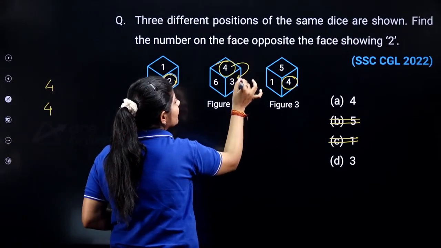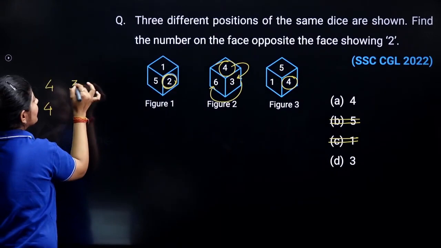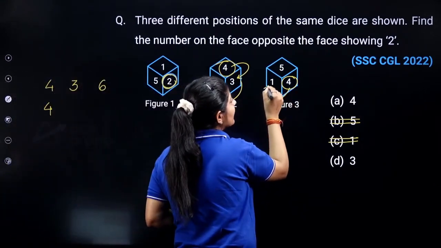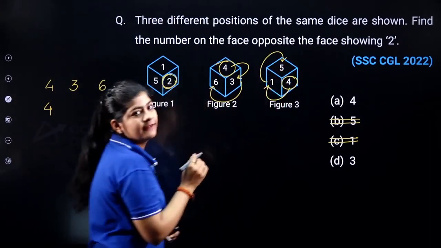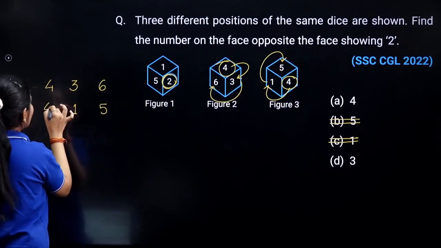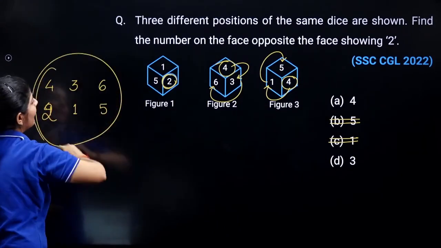After 4 I am getting 3, after 3 I am getting 6. Next. After 4 I am getting 1, after 1 I am getting 5. And we will replace 1 by 2, and here we are getting our opposite pairs.